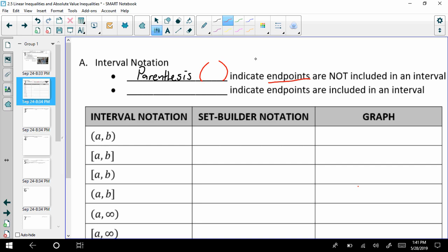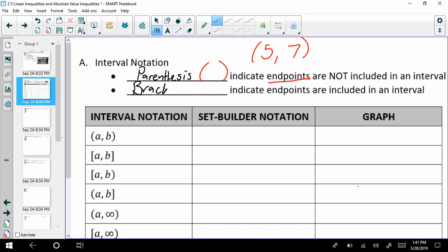So for example, if I saw this, that would mean I want any number between 5 and 7 would be an answer, but not 5 and 7. Not the endpoints themselves, but 5.1 would be an answer, or 6.82 would be an answer, but not 5 and 7.